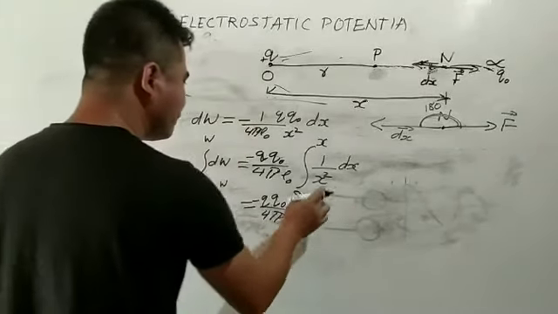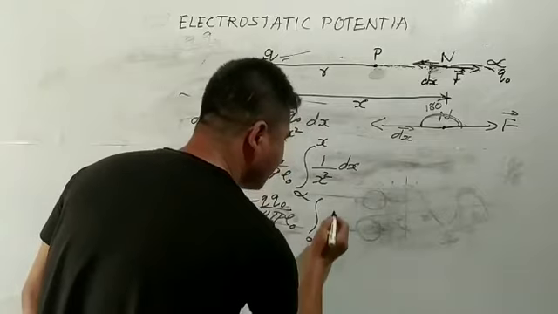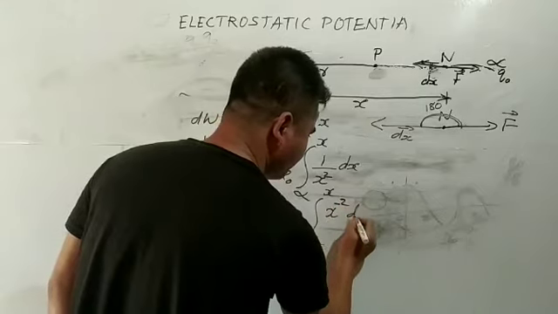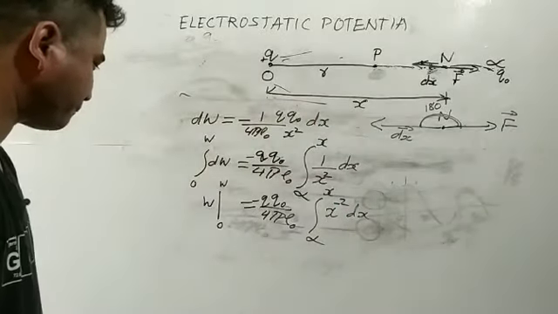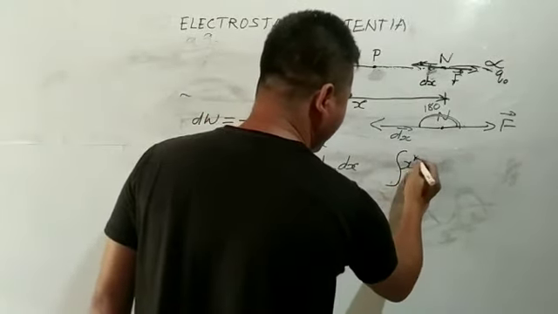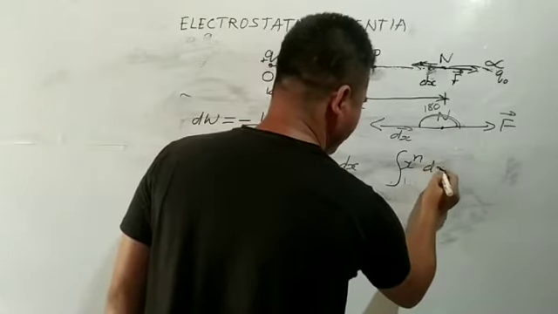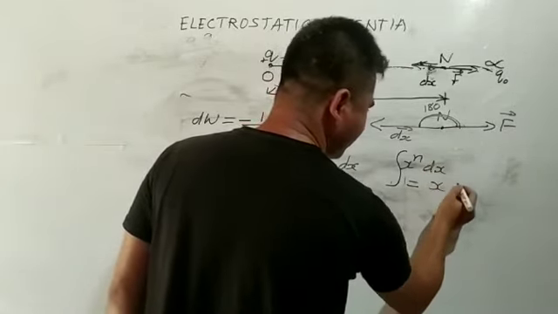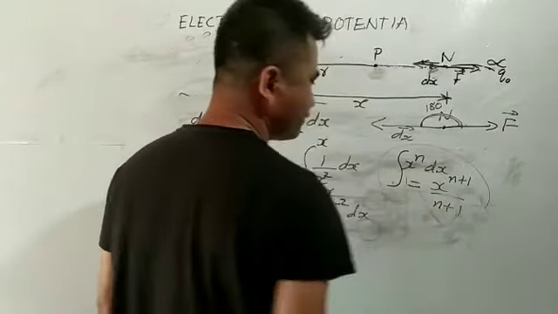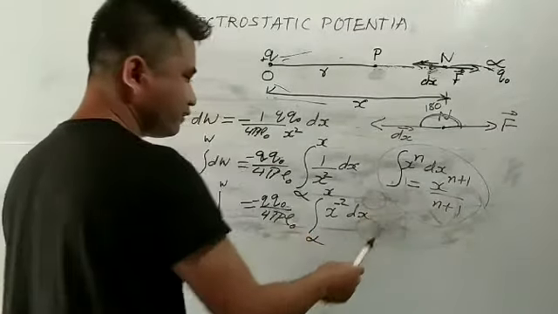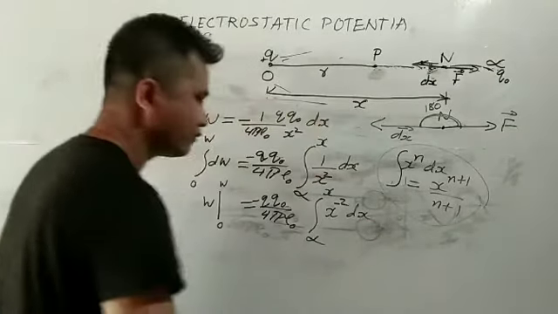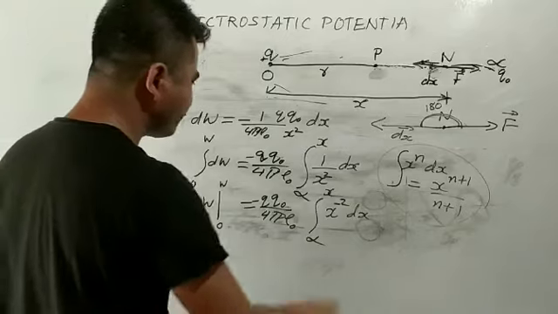We can write it like this also. 1 by x square is x to the power minus 2, dx. What is the integration of x to the power n dx? It is x to the power n plus 1 divided by n plus 1. This is the formula for integration. You have studied it in class 11 also, in maths also. So now we have to integrate this one.